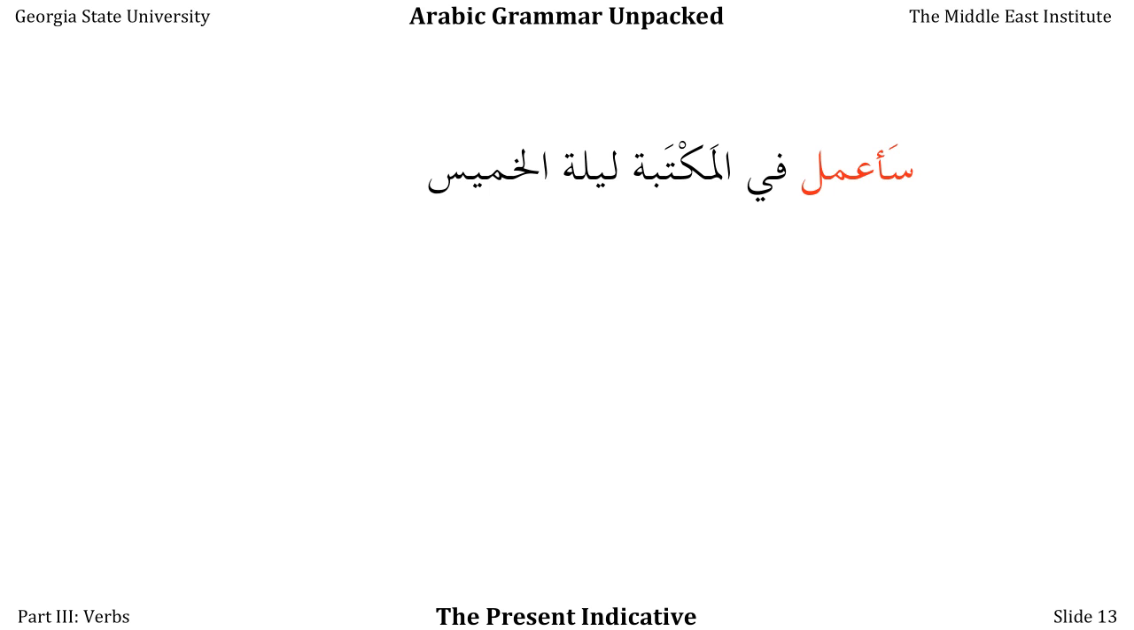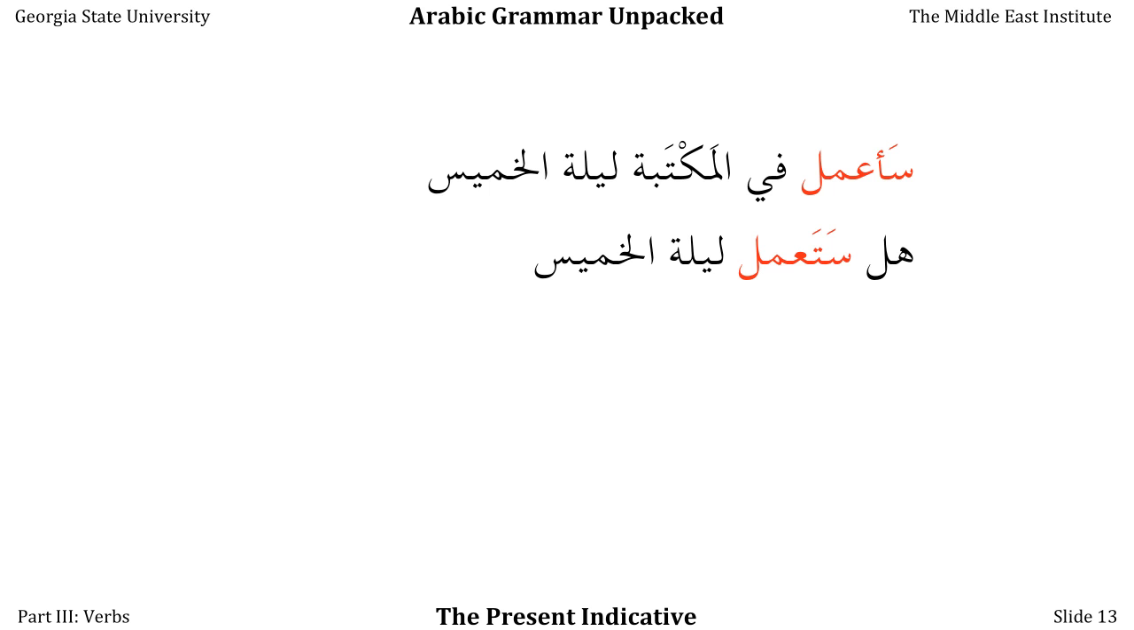To use the future tense, we simply put the prefix sa on the present tense verb. So sa'a'malu fil maktaba laylat al-khamis. I will work in the library Thursday night. And it looks a little funny with the alif bihamza prefix, but that's actually the way it looks. With a different person conjugation, we could say hal sata'malu laylat al-khamis. Will you work Thursday night? That question is being asked to a man, of course, because we don't have the ina ending.